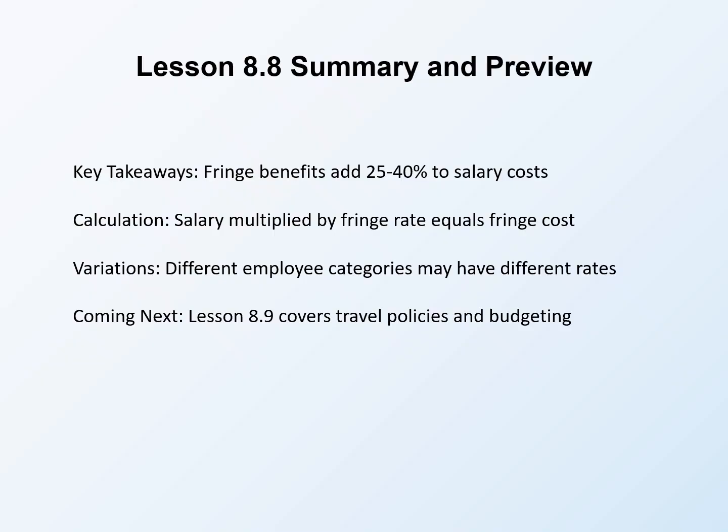The calculation is straightforward. Salary multiplied by fringe rate equals fringe cost. Obtain your organization's official rates, match rates to employee categories, and apply the math to each personnel position. Sum individual fringe costs to get your total fringe benefit budget line. Variations across employee categories mean different rates may apply to different positions. Full-time employees typically have higher rates than part-time workers or students because of differences in benefit packages. Using the correct rate for each position ensures accuracy.